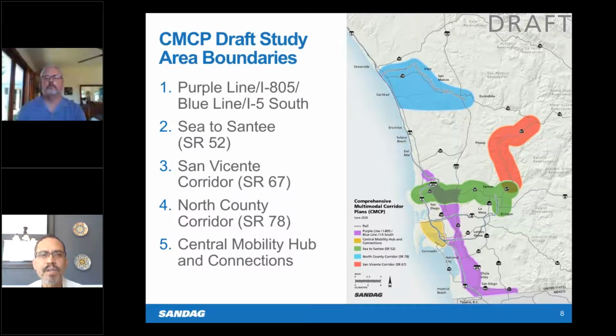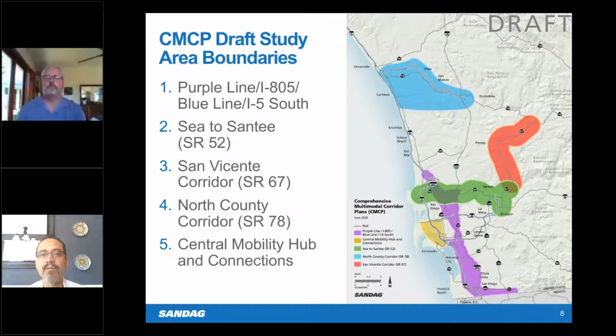So this exhibit shows the definition of the geographical areas for each of the corridor studies. I'd like to point out that we're recommending the combination of the Purple Line, 805, Blue Line, I-5 South corridor, which we're going to be calling the San Ysidro to Sorrento corridor. A lot of overlap between the I-5 and I-805, Blue Line, Purple Line on that corridor. So it makes a lot of sense to combine those 2 studies into one.